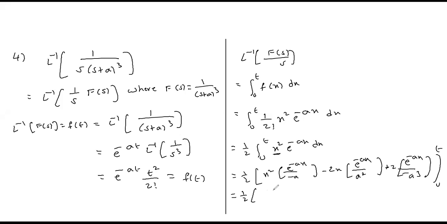So this is minus t square by a e power minus at, minus 2t by a square e power minus at, minus 2 by a cube e power minus at. That is the upper limit. And what is the lower limit? 0 into anything is 0, 0 into anything is 0. e power 0 is 1, so minus, or rather plus, 2 by a cube. Do you agree? Okay, simplification part you do later.